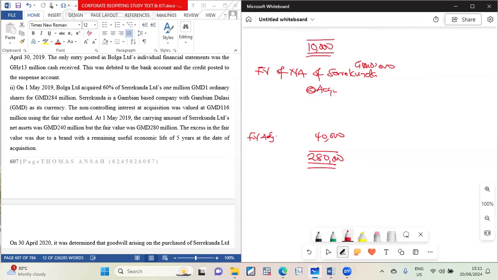So this one was a full year. If you were to do the fair value adjustment amortization, it would have been 40,000 divided by how many years? How many years do we have here? 5. And 40,000 divided by 5 gives me 8, so it gives you 8,000. And this is an amortization. So the remaining would have followed.